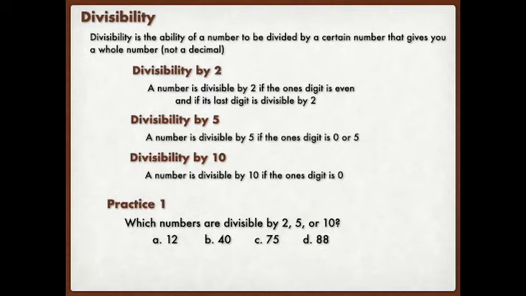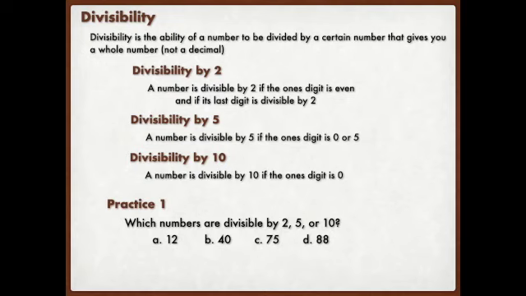Can 2 go into 12? Is 12 divisible by 2? Let's look at the rule. The ones place is even. So yes, 2 goes into 12 6 times. Let's see if letter B can go into 2. It is even, and the last digit, the 4, is divisible by 2. So yes, 2 can go into 40 20 times.